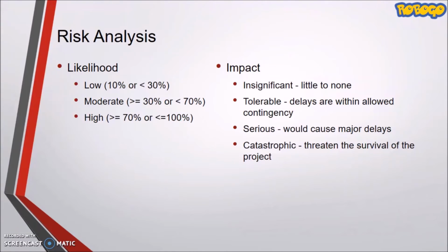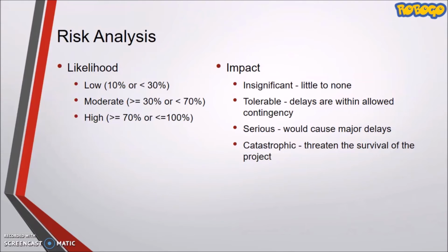The impact is the benchmark on the effect of the risk that will be done to the project. There are 4 parts: insignificant, tolerable, serious, and catastrophic. Insignificant means that there is little to no impact done to the project. Tolerable means that some delay is still allowed within the contingency. And serious means that there is major delay to the delivery.